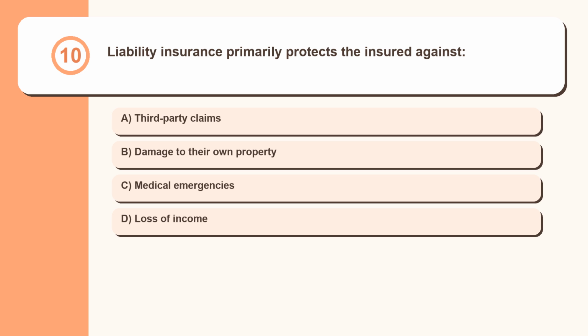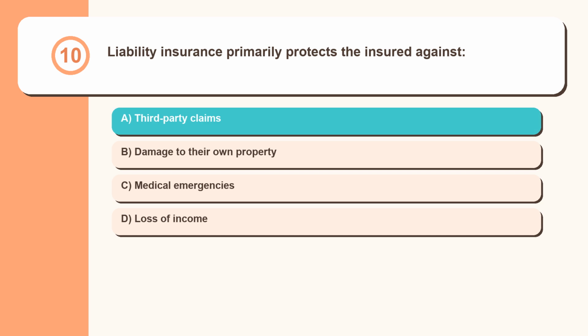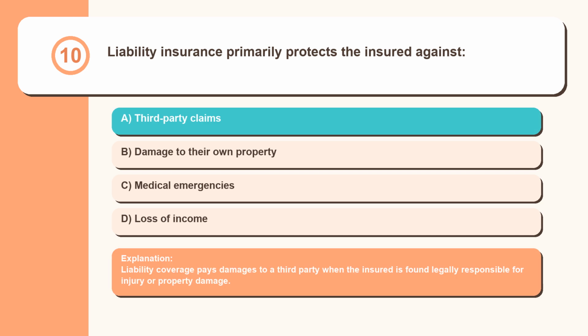Question 10. Liability insurance primarily protects the insured against third-party claims, damage to their own property, medical emergencies, loss of income. Liability coverage pays damages to a third party when the insured is found legally responsible for injury or property damage.